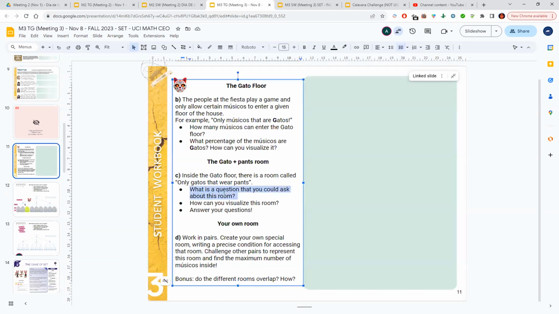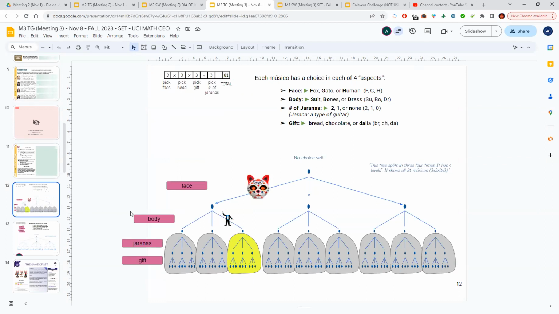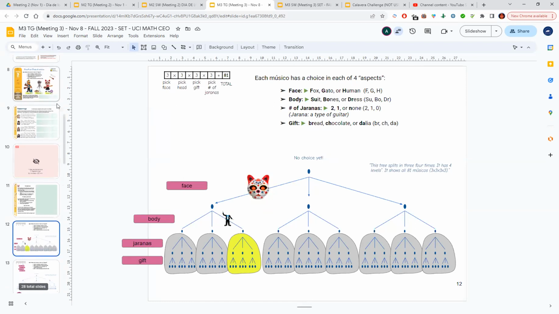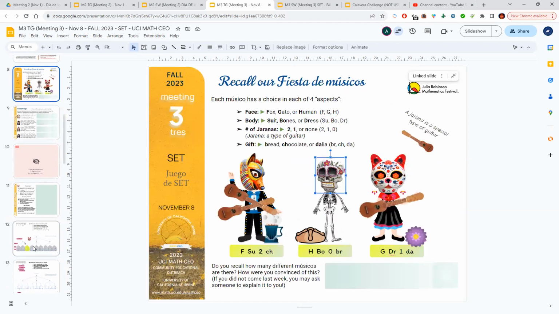Actually, the question is, what is a question that you could ask about this room, about the gato pants? So you could ask how many there are, how many are not there, what's the percentage. You could also ask what percentage of the gatos wear pants. And you could also see readily that it's 1/3. So lots of different questions relative to the totals that you could ask. You could also ask, what if it's not a gato that wears pants, but a human that's wearing pants?